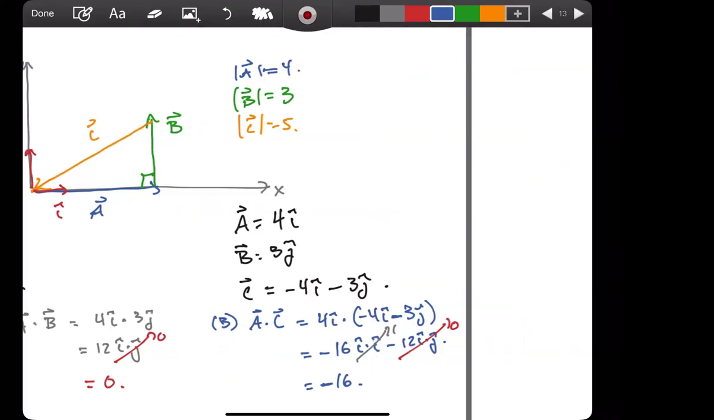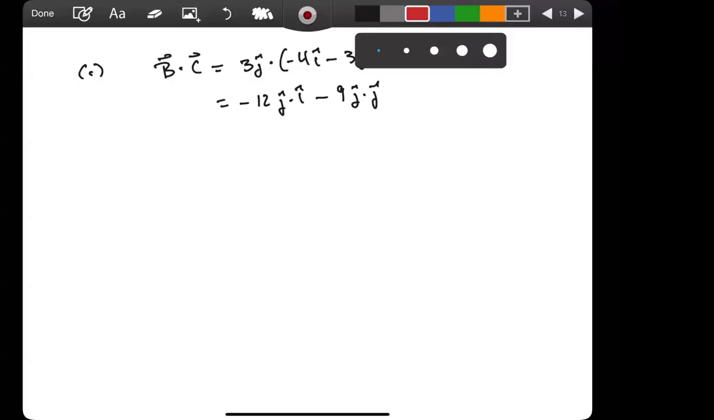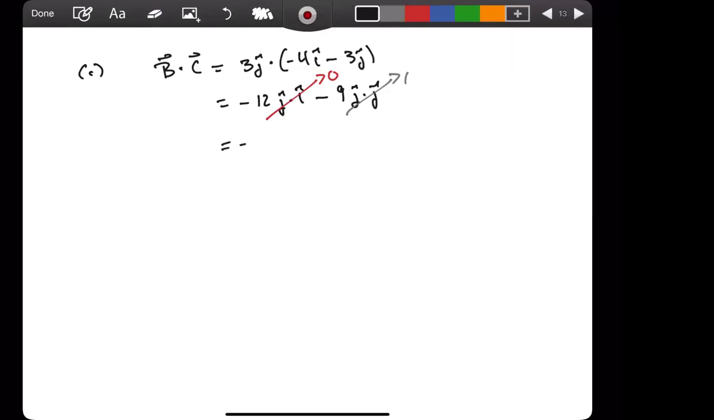And then finally, let's look at B dotted with C. So B dotted with C for part C is equal to what? This is 3 J hat dotted with minus 4 I hat minus 3 J hats. So this is going to be minus 12 times J hat dotted with I hat minus 9 J hat dotted with J hat. Now again, we know J hat dotted with I hat is 0 because they are perpendicular to each other by definition. And then this guy's going to be 1. So this is going to be equal to simply minus 9.